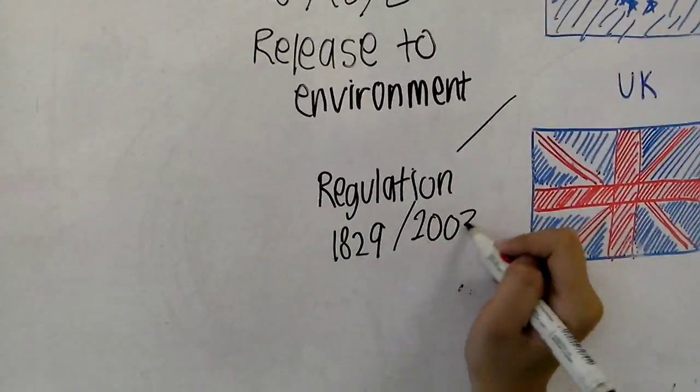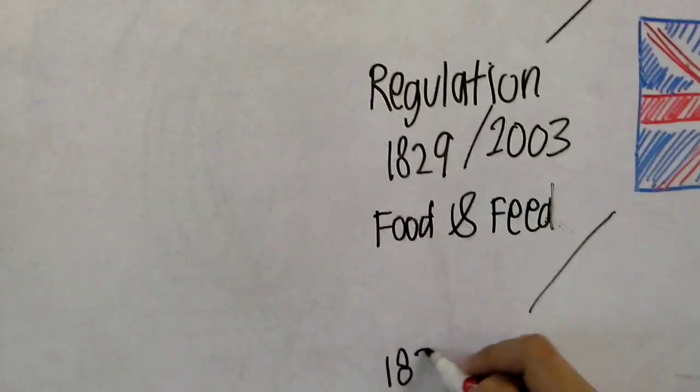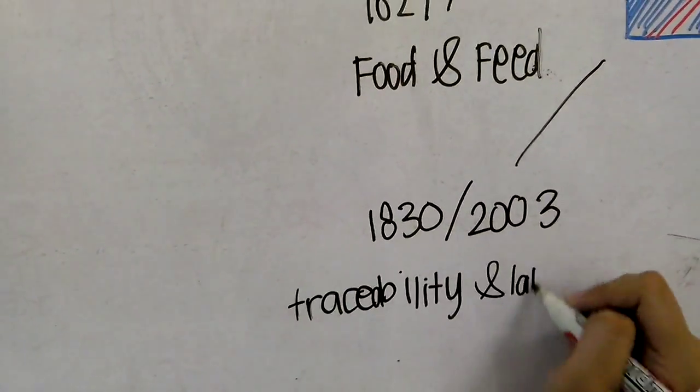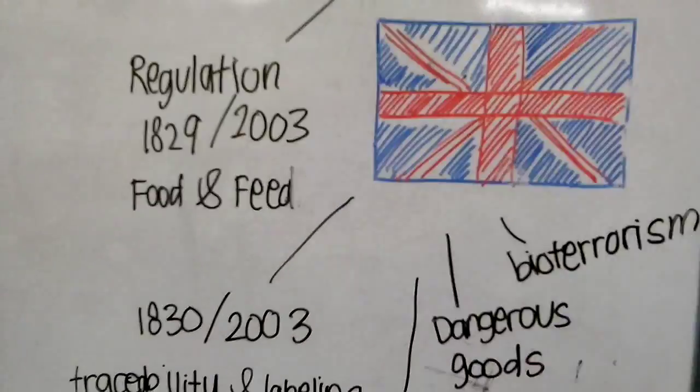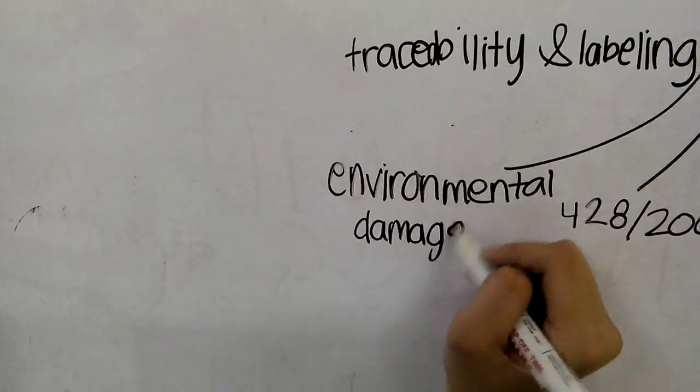Fifth is for export controls. The sixth is for dangerous goods carriage. Seventh is for prevention of bioterrorism acts. And lastly, to prevent environmental damage.